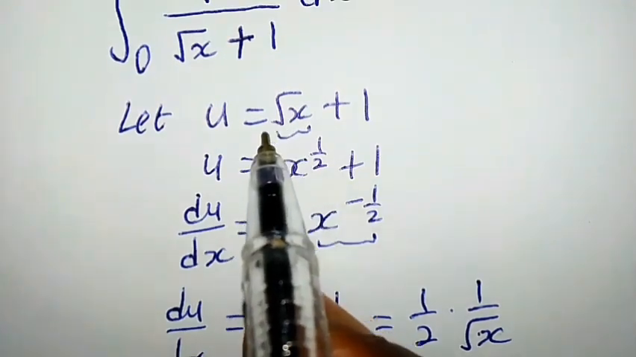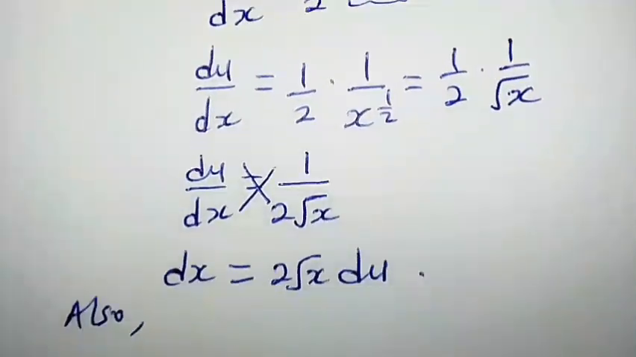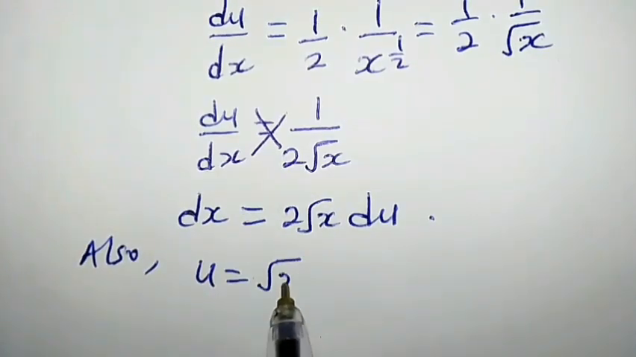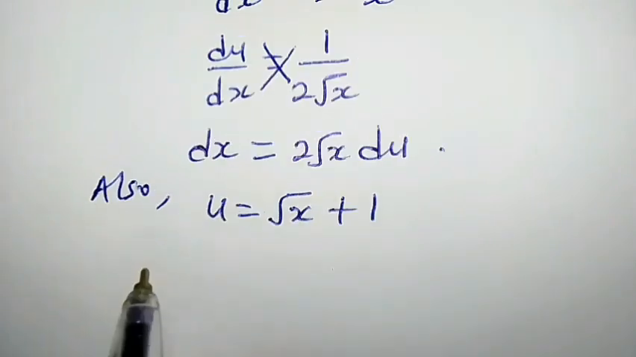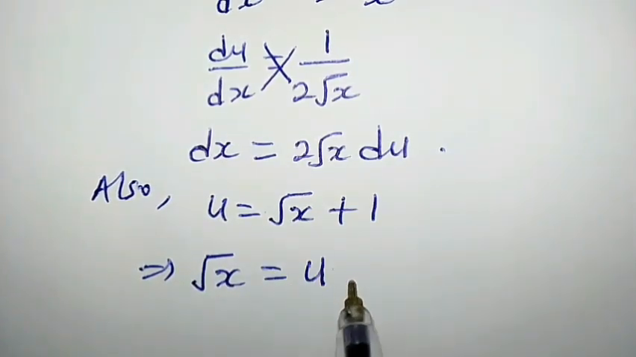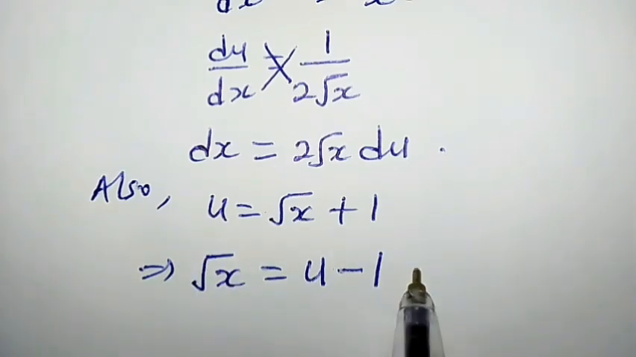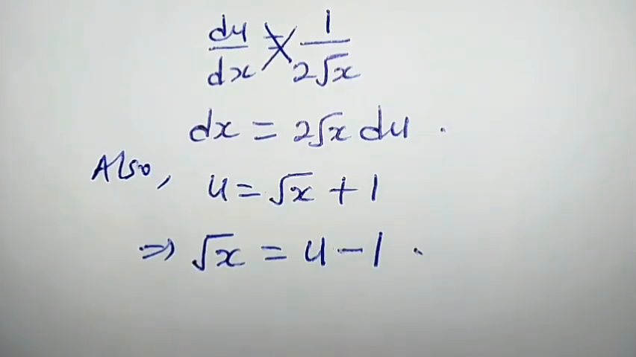Also, since u is equal to square root of x plus 1, we are going to consider this. u is equal to square root of x plus 1. This implies that square root of x is equal to u minus 1, when we transfer 1 to the left side. Take note of this also. Now, back to our integral.